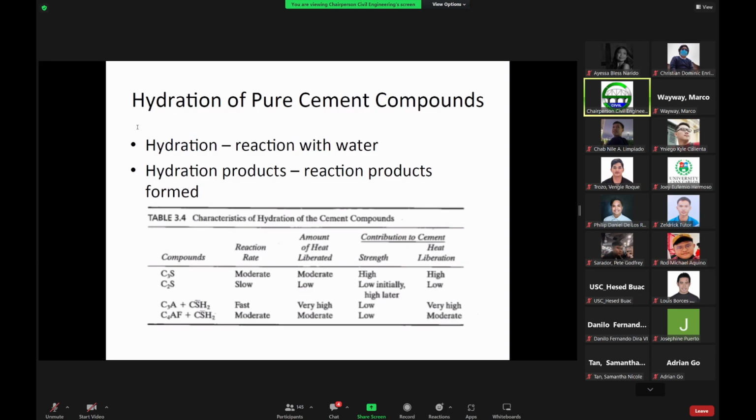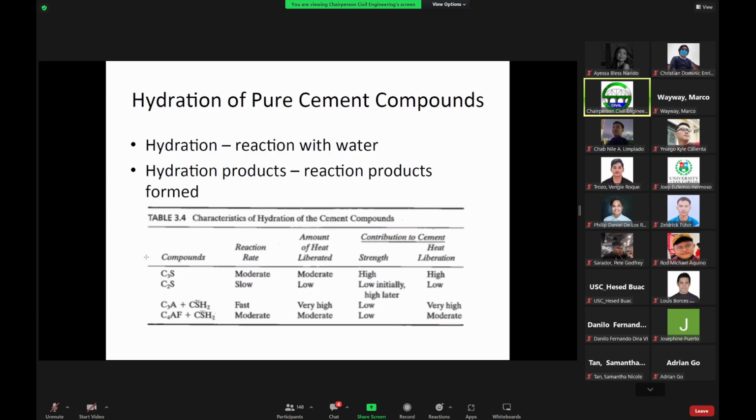Okay, we'll move on to hydration of your pure cement compounds. So your pure cement compounds, this will focus on the C3S, C2S, C3A, and C4AF. So those are your cement compounds. Hydration is the reaction of your cement particles with water. And the reaction products formed from this reaction is what we call your hydration products. So we'll focus on these four cement compounds.